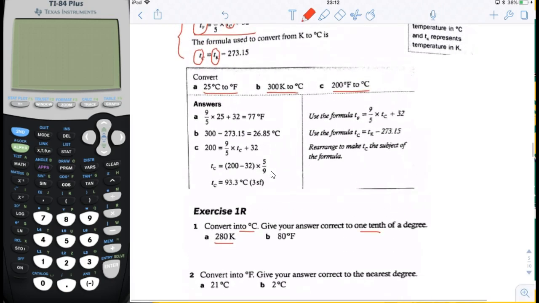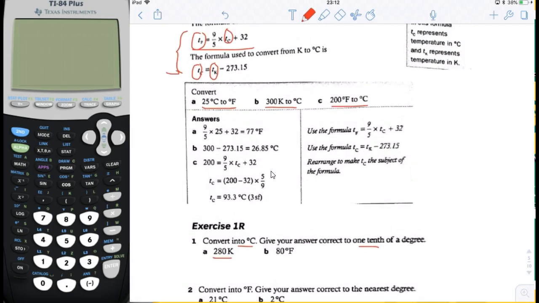So I'm going to take the Kelvin formula, which is this one here, and plug in 280. So that would be temperature in Celsius equals 280 minus 273.15. Okay, and then I'm going to use the calculator, and I'm going to turn it on, and 280 minus 273.15. And I'm supposed to give it to the nearest tenth of a degree, so that would be 6.9, because I'm rounding it to the nearest tenth.